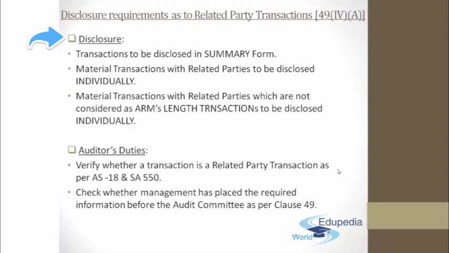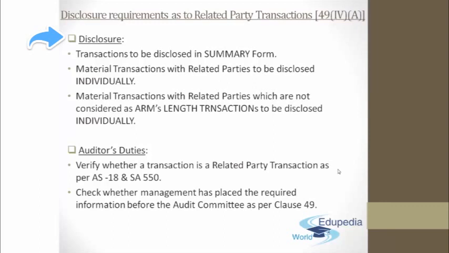That is number one. You need to disclose the transactions in summary form with all the persons who are related parties, with whom you have undertaken related party transactions. Number two, all the material transactions with related parties which do not fall within the normal business transactions, the ones which have not been covered in the first part, you need to disclose individually. Not just in summary form, but they require higher attention, so they need to be disclosed individually.